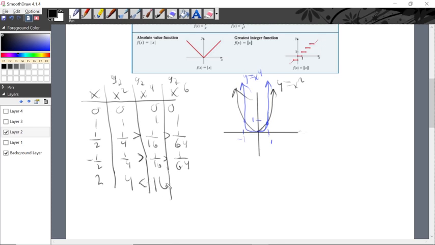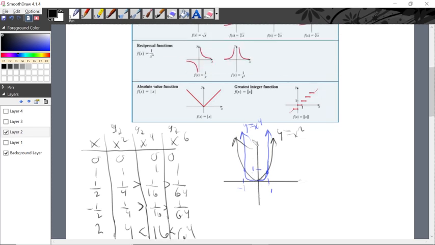So it switches. x to the fourth goes to be farther away from the x-axis than x squared was, and x to the sixth would be 64. And by symmetry, it would be the same in the other direction. If x is negative 2, we still get a 4, 16 and 64. All right, so that's how they're going to compare. And x to the sixth would be even more extreme than x to the fourth was.